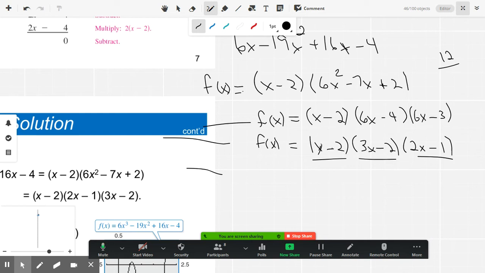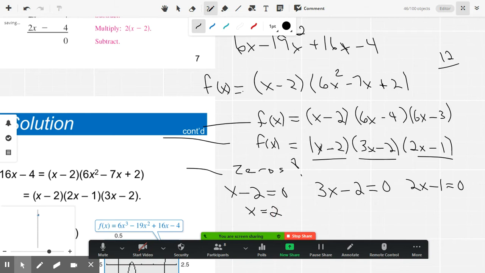So what are my actual zeros? What are my zeros of this function? Well, I set each one of these equal to 0. x minus 2 equals 0. 3x minus 2 equals 0. And 2x minus 1 equals 0. So then I add 2 and I get x equals 2. Here I add 2 and divide by 3, so I'm going to get x equals 2/3. And here I add 1 and divide by 2, and I get x equals 1/2.